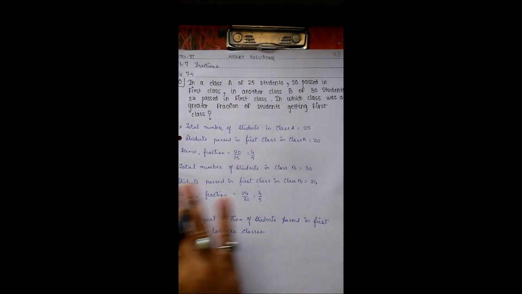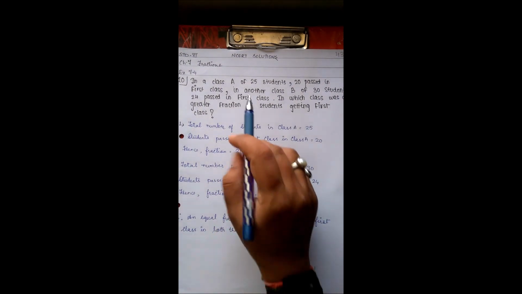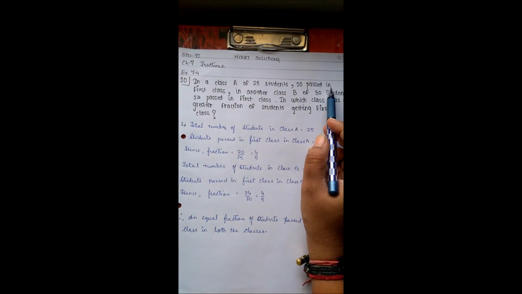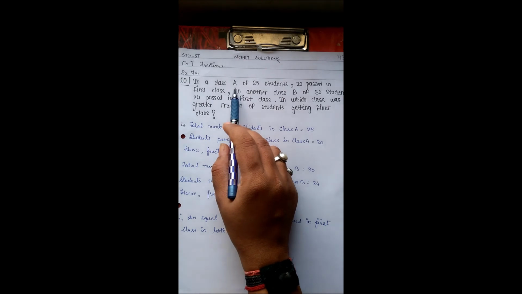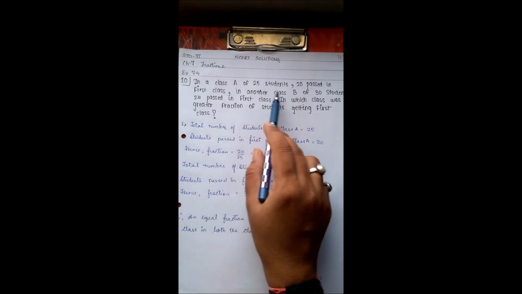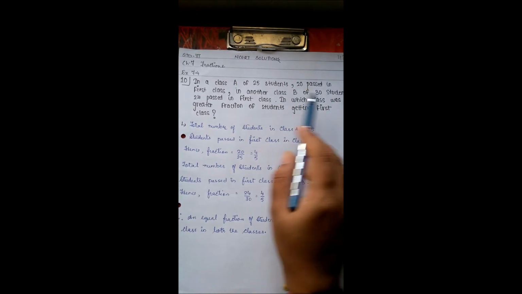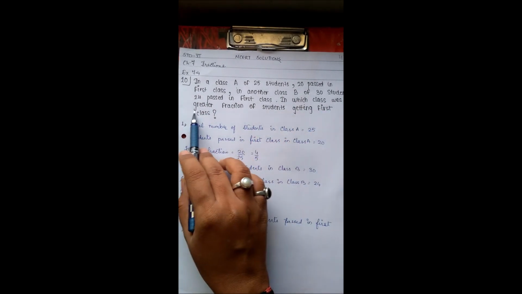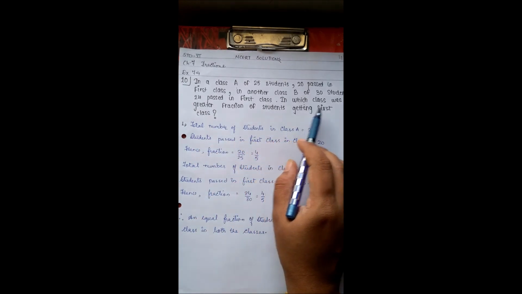Next question. In a class A of 25 students, 20 passed in first class. In another class B of 30 students, 24 passed in first class. In which class was the greater fraction of students getting first class?